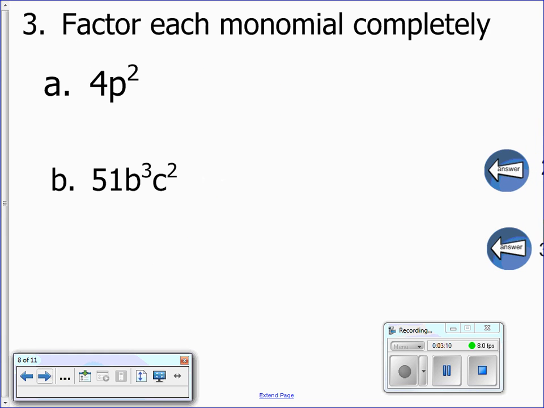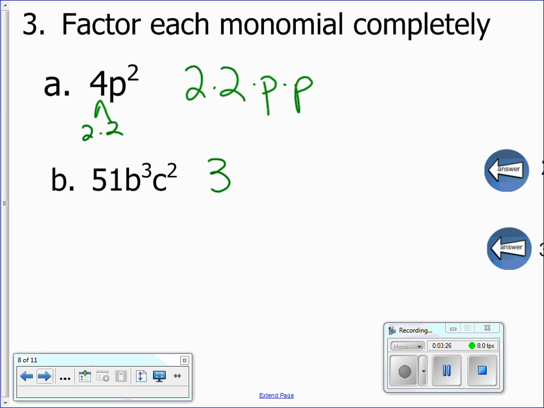Factor each monomial completely. So this is 2 times 2, because my prime factorization is 2 times 2, times p times p. 51 would be breaking it down into 3 times 17 times b, b, b, c, c.